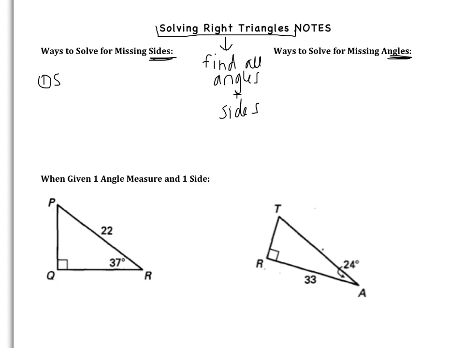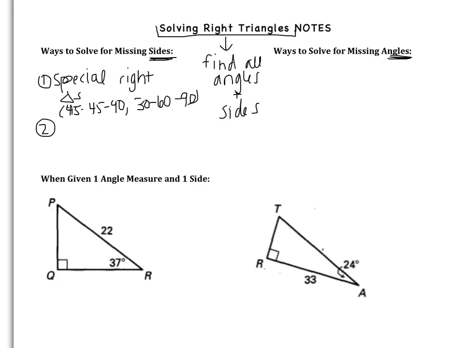The first one is special right triangles. What I mean by that is 45, 45, 90 and 30, 60, 90 triangles. So if you're given a 45, 45, 90 or 30, 60, 90 triangle, you're going to use the ratios that we use. The L, L, L root 2, and the L, L root 3, 2L. If that's not the case, you might have to use the Pythagorean theorem.